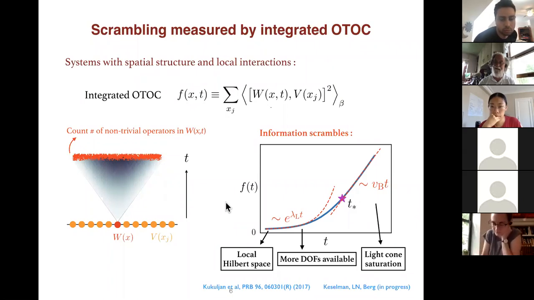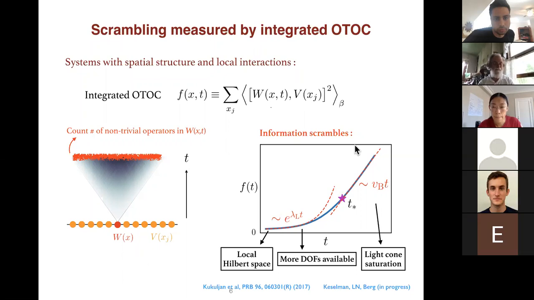And whether it's large or not will help you separate things. I think Laimei is particularly interested in situations where you don't have a large number. It's easier to separate things when you have a large number, but she's interested in cases where you don't. So it's not necessary to introduce this integrated OTOC in the case where you have a large local Hilbert space. The large dimension already gives you a parametrically long scrambling time before which you can see the exponential growth.